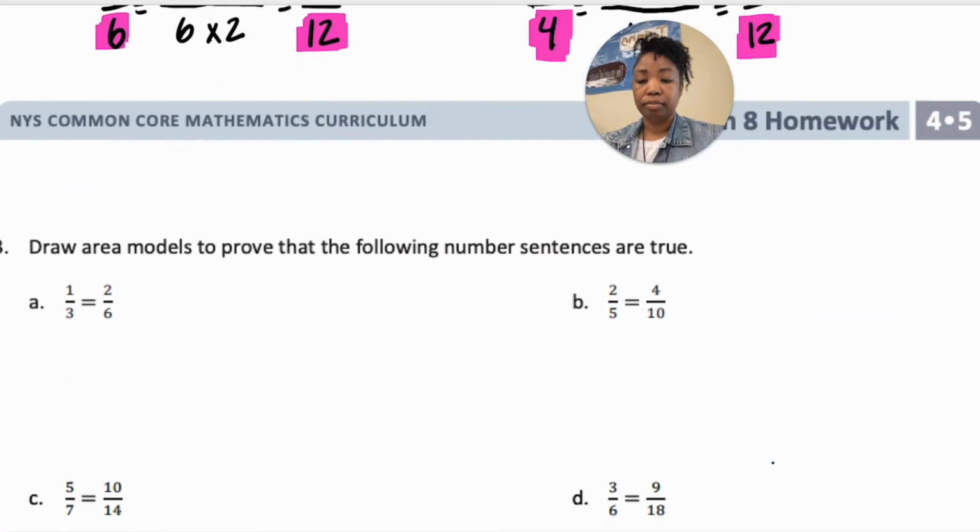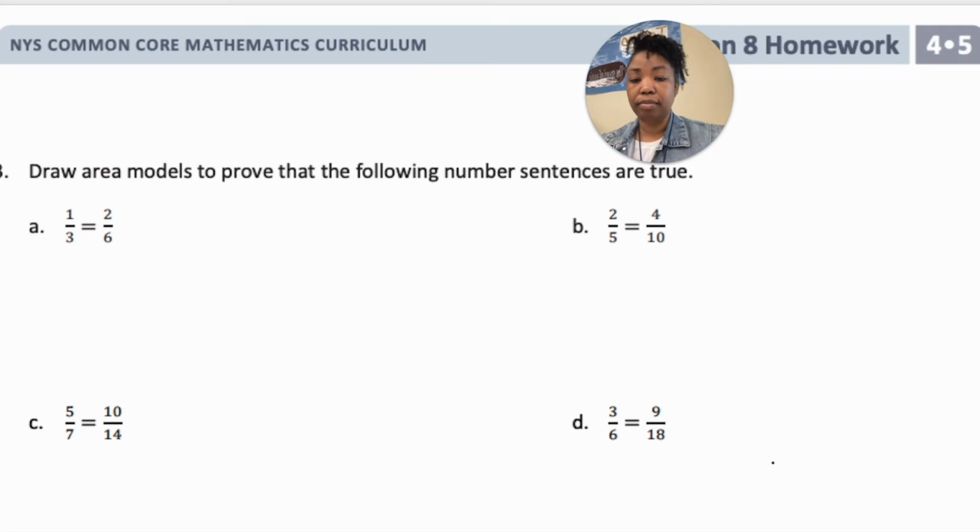Let's move on. Okay, for number 3, we need to determine if this is true, right? We need to prove that this is true. So we're going to draw area models to prove this number sentence is true. So we have 1/3. I'm going to make that first.